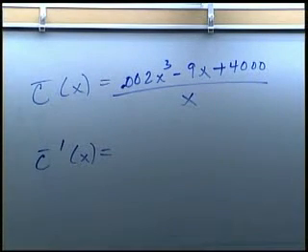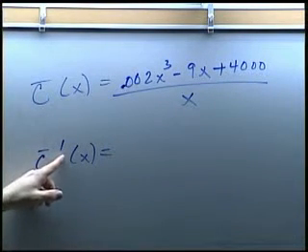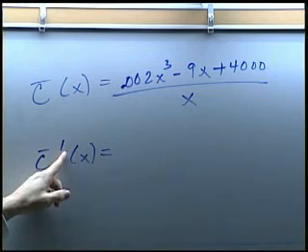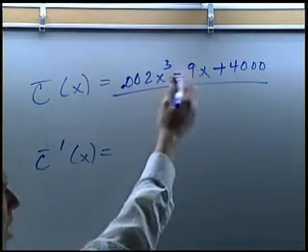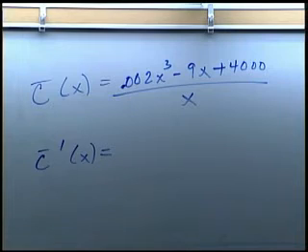Okay, getting into a lot of messy notation here. C bar prime. Okay, we're taking the derivative of the average cost function. I need to use what to do this? Well, I could use the quotient rule, as one possibility, or I might be able to do a little bit of algebra to clean this up and then I don't have to do the quotient rule.